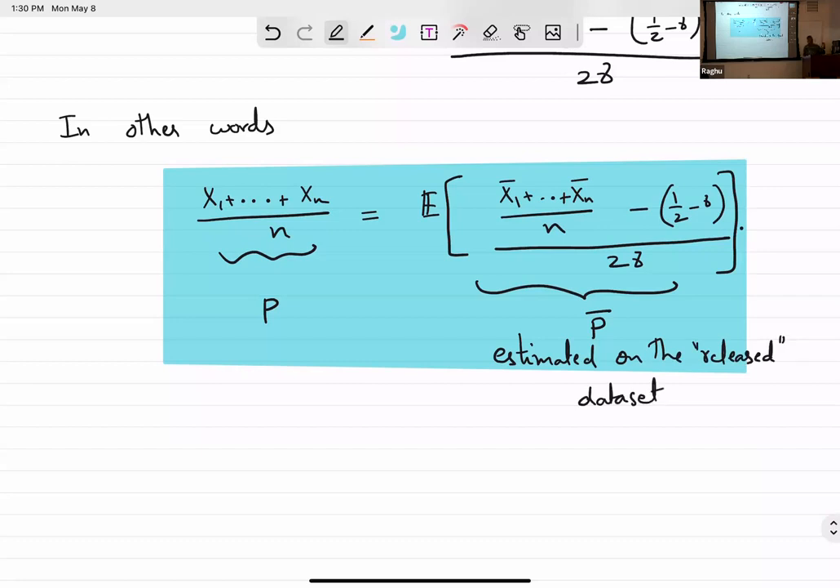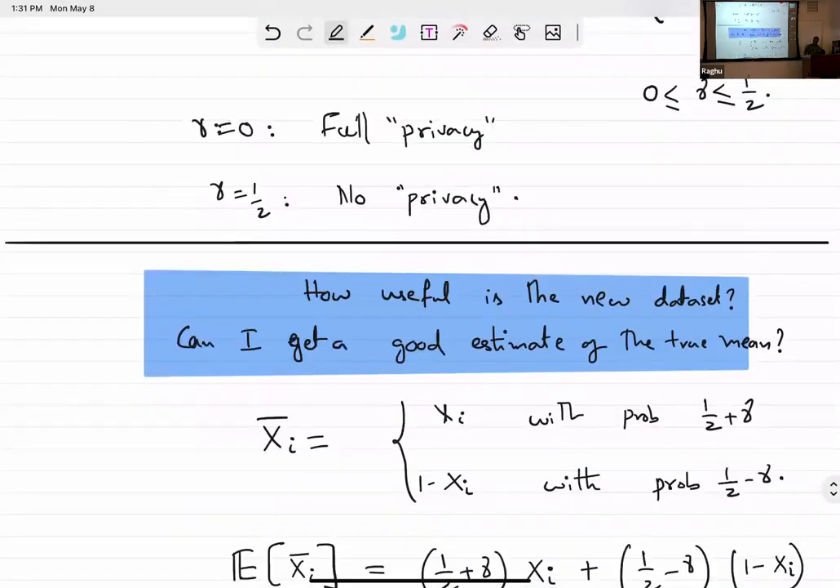So you had the original data set that you collected, but you're not releasing this to people who are looking to perform various kinds of analysis on the data set. You're releasing the xi bars for public consumption. And you can estimate the true mean by looking at this P bar. Ideally, we would like P bar to be somewhat close to P still. And the lower the gamma, the better privacy each user has.